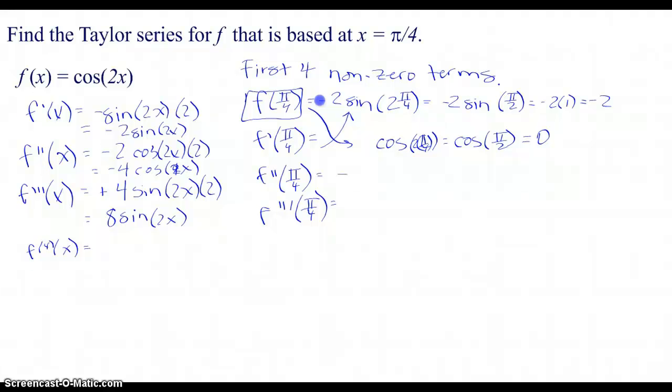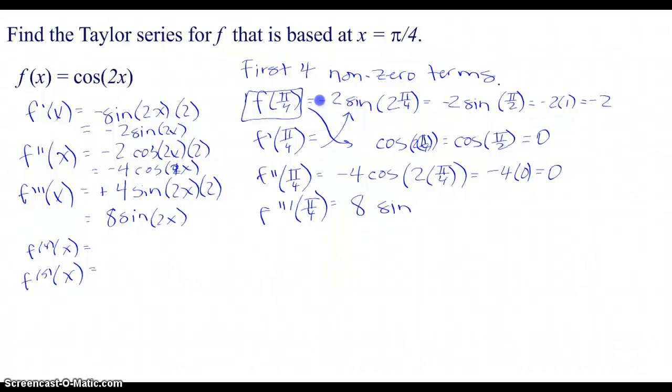So the second derivative is negative 4 times the cosine of 2 times pi over 4. We're going to have issues there again. This is negative 4 times 0. That's 0. So we'll have to pick up another term. And then here, the fourth derivative is 8 times the sine of 2 times pi over 4, which is pi over 2. That's 8 times 1.